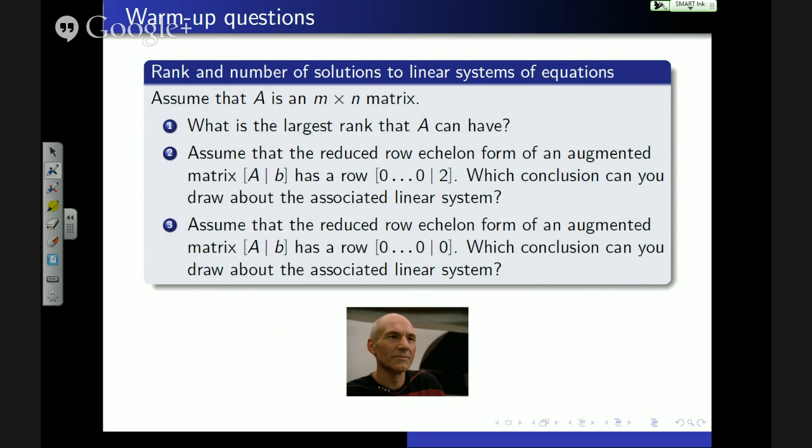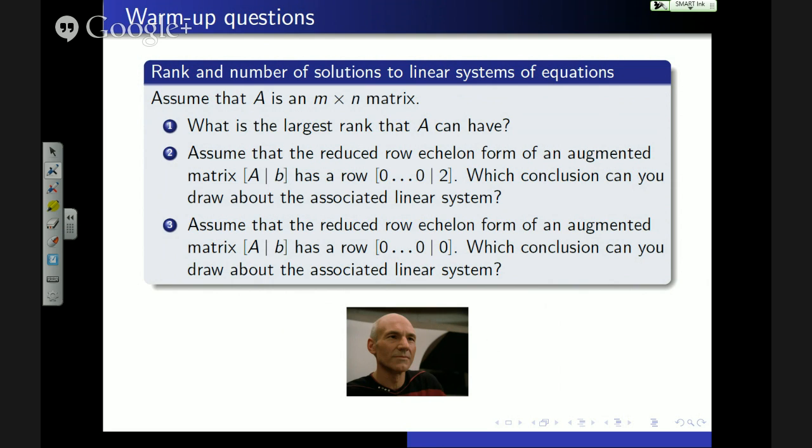So, for instance, you could have another row above which looks like the one that spells inconsistency, or you can have a matrix which is the identity matrix. In that case, you have a square matrix, and you only have one solution. Or you may possibly have infinitely many solutions. So basically, anything goes. It doesn't really tell us anything.